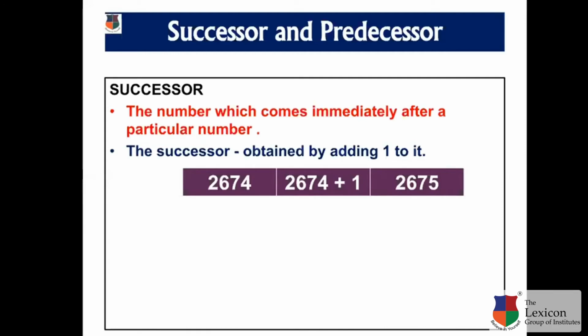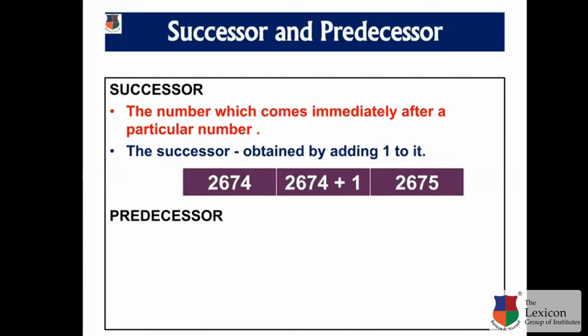Now can you see this chart? Here, look at the middle number. What is the number? 2674. If someone is asking me, what is the successor of 2674? I will do plus 1 to that number. So the successor of 2674 is 2675.